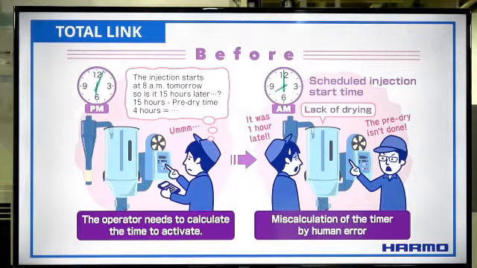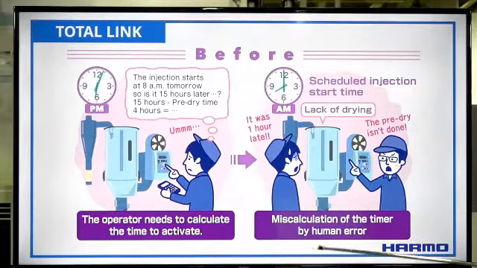It is 8 a.m. in the next morning. It's supposed to start the production, but the material isn't dried enough because it was 1 hour late to start activating the dryer. He made a mistake in calculation. His boss is angry about this mistake. Human error happened.